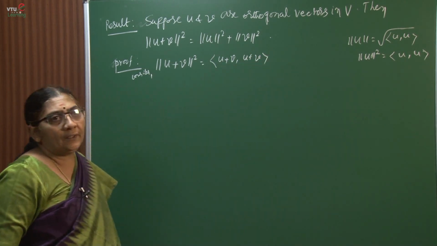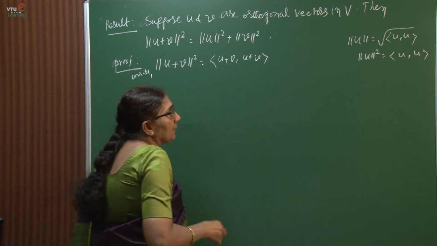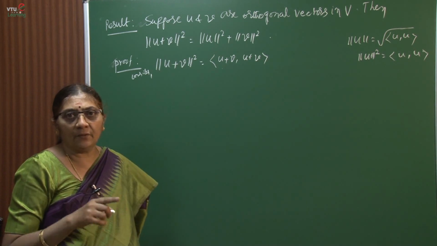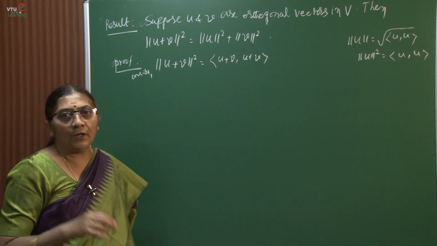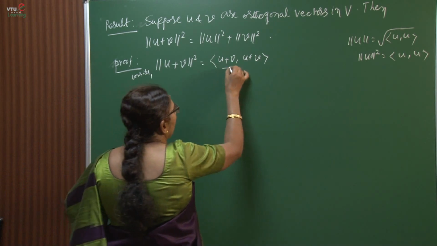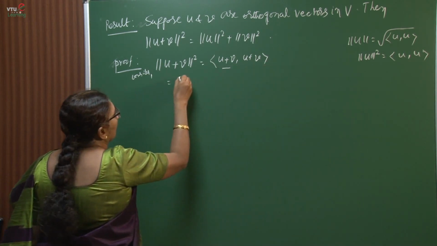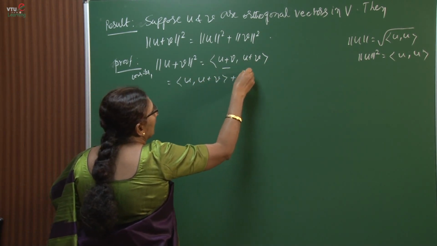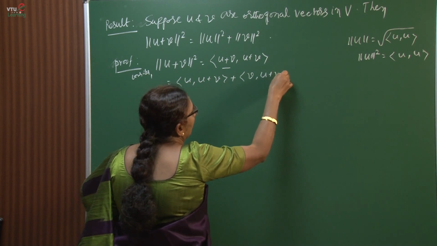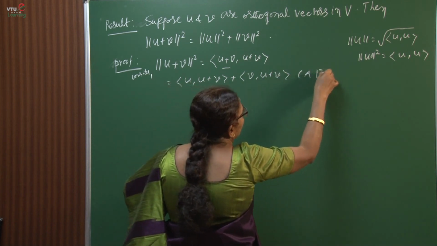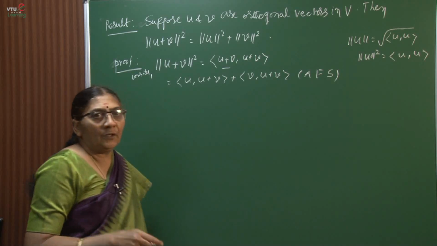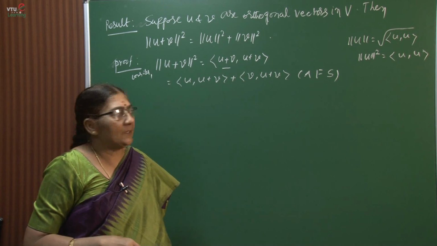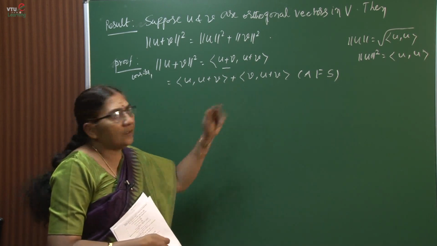Now I go for additivity of the first slot. You already know that V is an inner product space. From the conditions of an inner product space, we have additivity of the first slot. Now this can be written as the inner product of u comma u plus v plus the inner product of v comma u plus v. Additivity of the first slot, we already proved that in notes number 1 and 2 in the first class. Since V is an inner product space, additivity of the second slot also holds good.